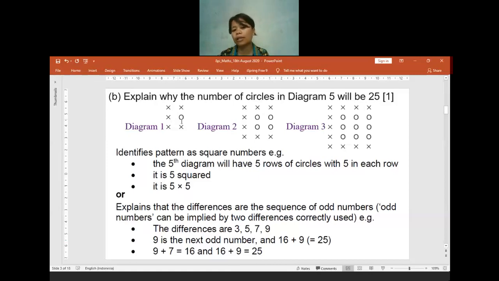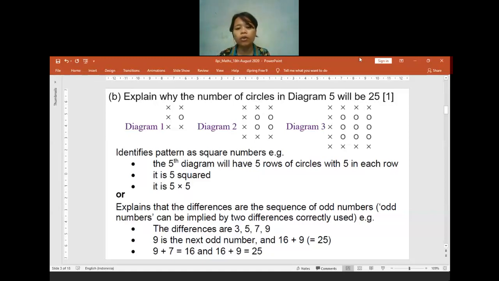I get 1 from 1 times 1. For diagram 2, I get 4, which means 2 times 2. And then for diagram 3, I get 9 circles from 3 times 3. So it means for diagram 5, it will be 5 times 5, which equals 25. You can make your own sentence as long as the meaning is the same as what I show you here. It means your answer is already correct. For question 1B, the score is 1 mark.